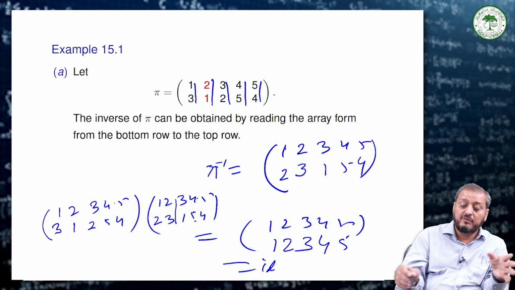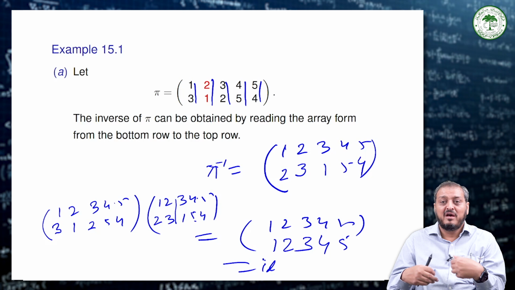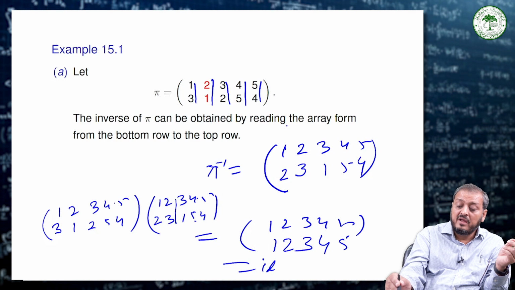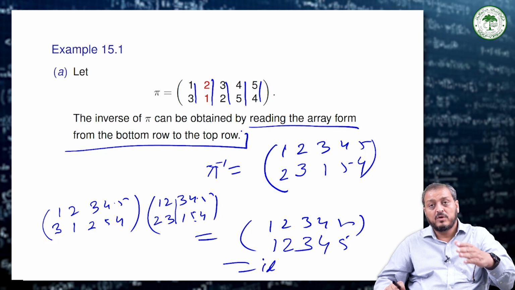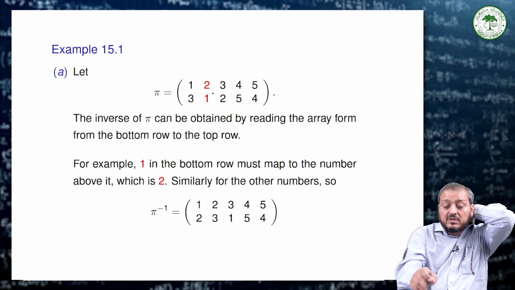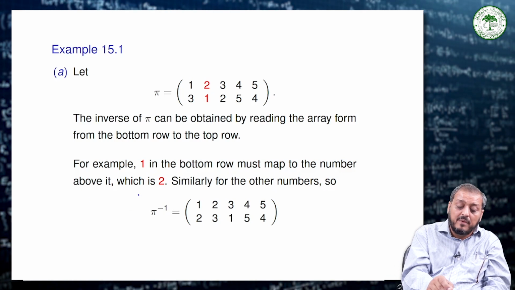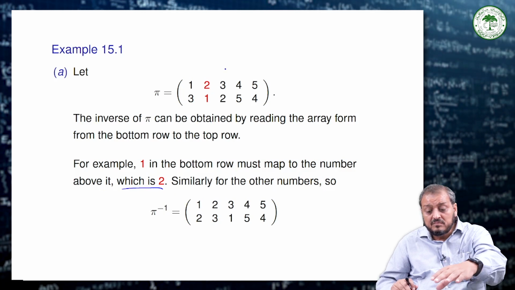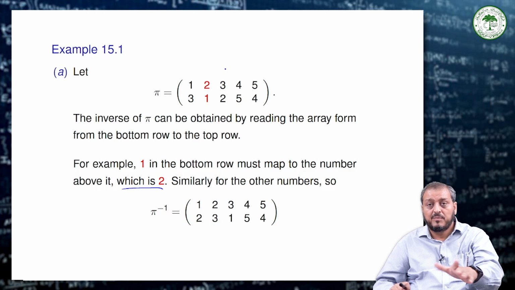So we can say that if any permutation is given, then we can read out the inverse of this permutation directly by reading the array from the bottom row to the top row. We can write the inverse of such a permutation like this. I already explained this example to you. The 1 in the bottom row must be mapped to the number above it, which is 2. So 1 goes to 2. Similarly, I already explained the others in this form. We can write the inverse of any permutation easily.